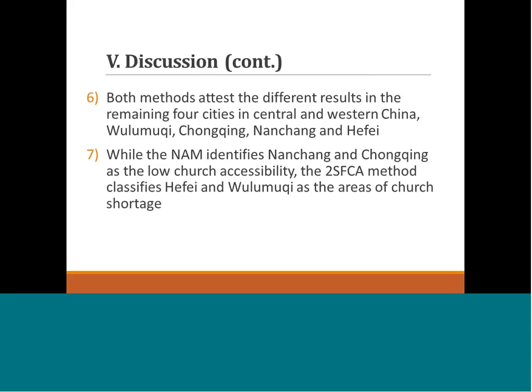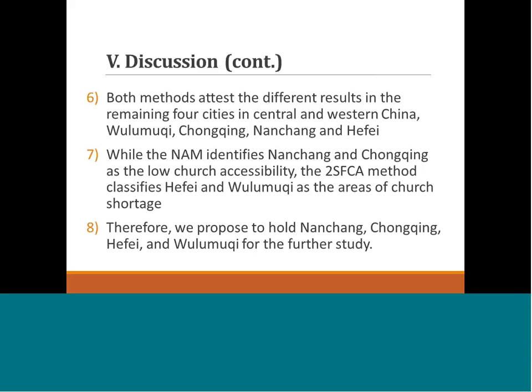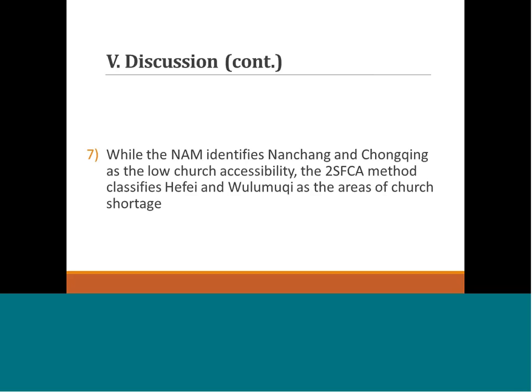To be safe, to be conservative, we propose to hold those 4 cities for further studies. What I mean is, we really need local scholars' help to provide empirical evidence to double check these 4 cities. That's our next job, to do some empirical study, to observe, to interview, even survey or whatever, to find much more accurate information about Nanchang, Chongqing, Hefei, and Urumqi.